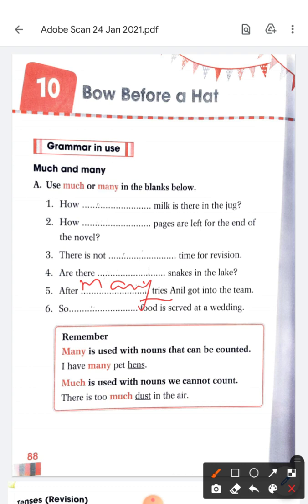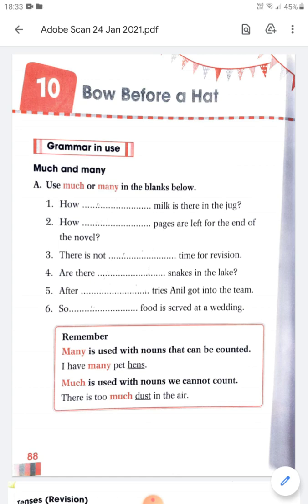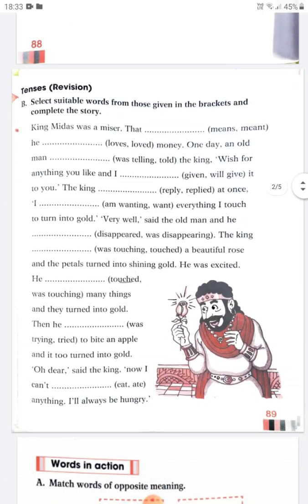So dash food is served at a wedding. Food. We can count the number of items, but we cannot count the amount of food. So we say much. So much food is served at a wedding. We can say there were 10 varieties or there were 12 varieties, but we cannot say there were 10 food. No, food is uncountable. Clear, eh? Let's move on to the next exercise.